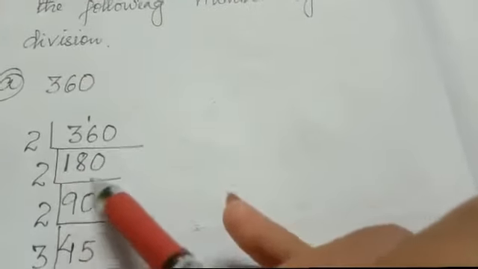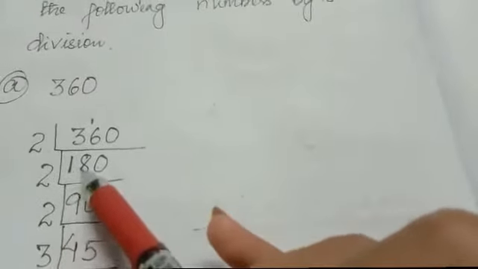0. Again even number. Divide with 2. 2 9s are 18. 0. Again even number. Do with 2. 2 4s are 8. Carry 1. 2 5s are 10. Now this is 45. Now we cannot divide by 2.